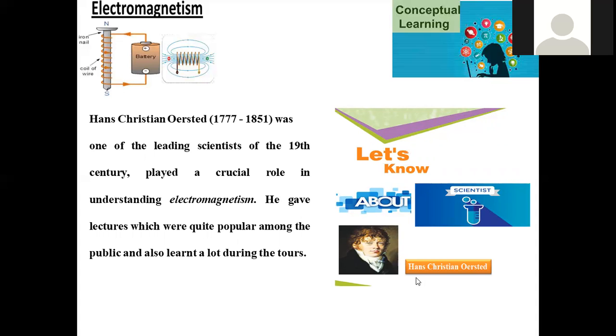Now, we are going to introduce the scientist who is most famous for electromagnetism, the new concept. Let's know about the scientist. The name of the scientist is Hans Christian Ørsted. He is the person who intensively worked on electromagnetism. Hans Christian Ørsted, whose time period was 1777 to 1851, was one of the leading scientists of the 19th century and played a crucial role in understanding electromagnetism. His extensive work was carried out on the electromagnetism concept. Based on this only, further innovative things were derived. He gave lectures which were quite popular among the public, and also learned a lot during his tours.